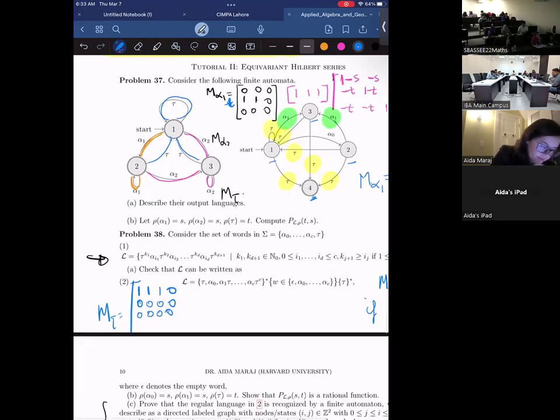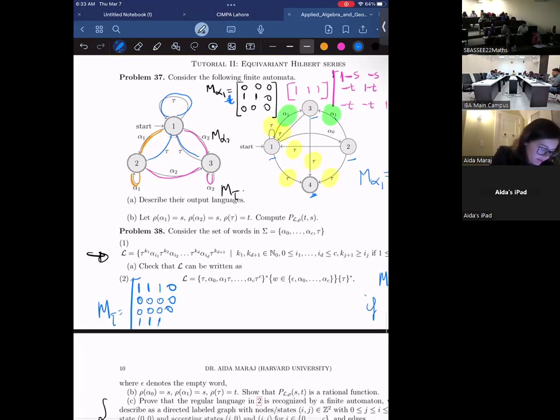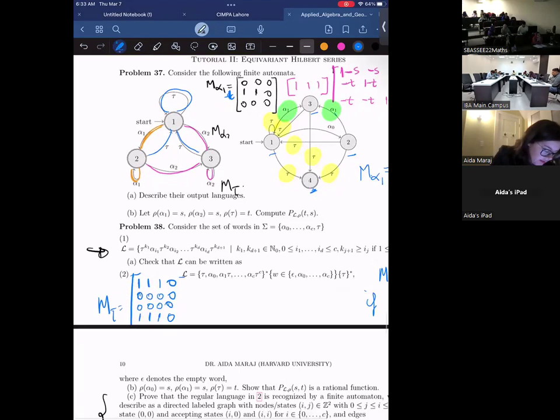And the last one is 1, 1, 1, 1, 0. Yes, 0, because we have the 3, 4. So there are exactly 6, 3 and 3, 6. And the ones that are entering 4 are 2, 1, 2, 3, and 7.